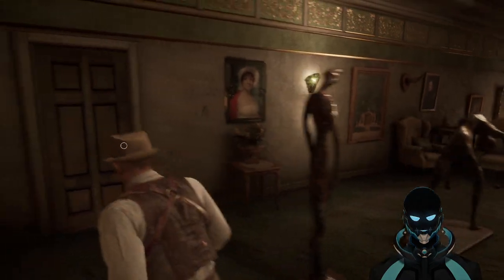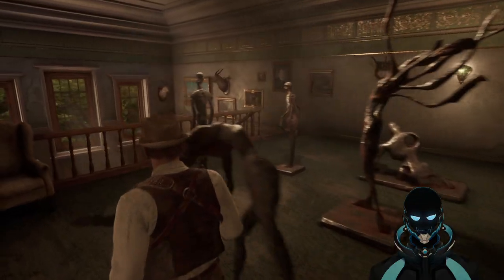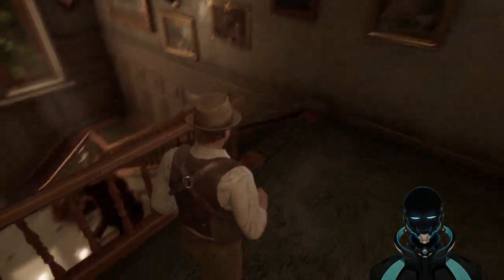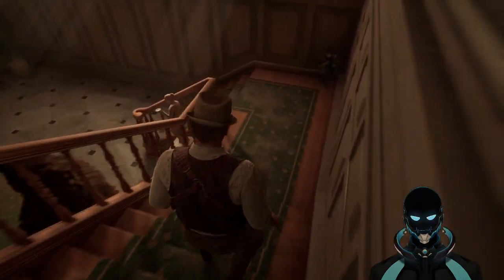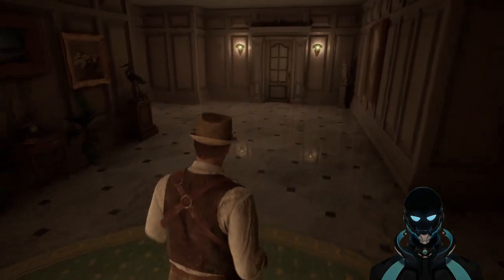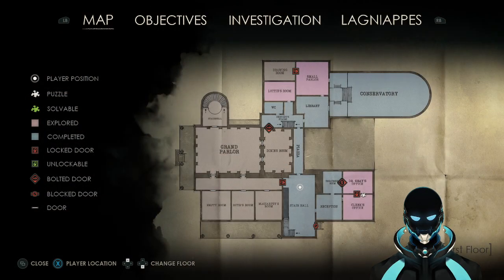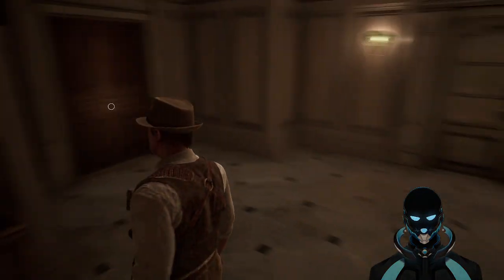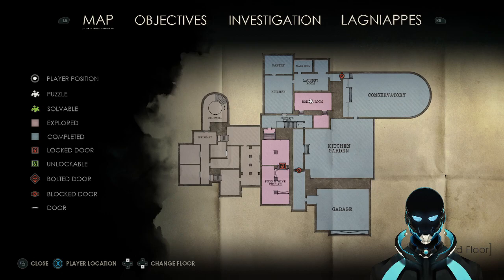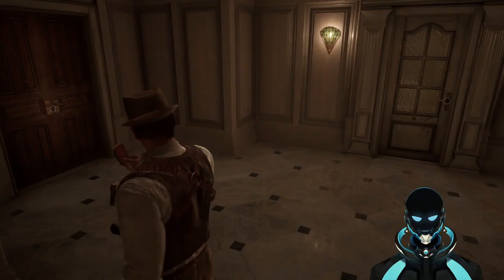Alright, so before I do that one, let's go see if we can't solve the boiler room. Oh, can I not go back downstairs? How do I get to the boiler room? Alright, boiler room is from there. Yeah, underneath the servant stairs. Okay.